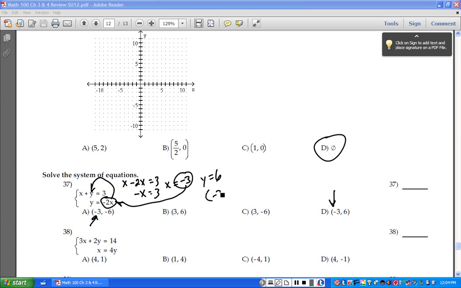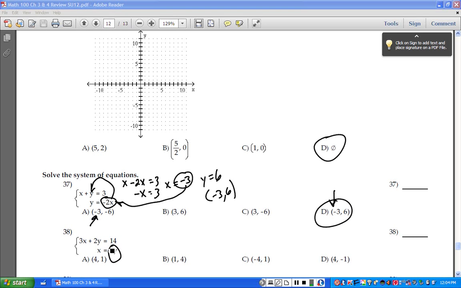So the answer would be -3, +6. So my answer to number 37 should be D, 38. This is set up in substitution form.